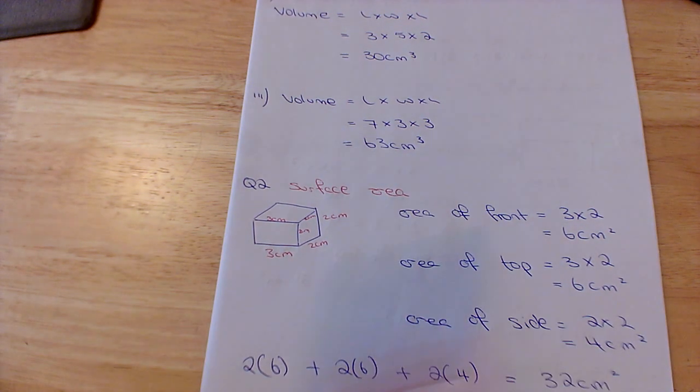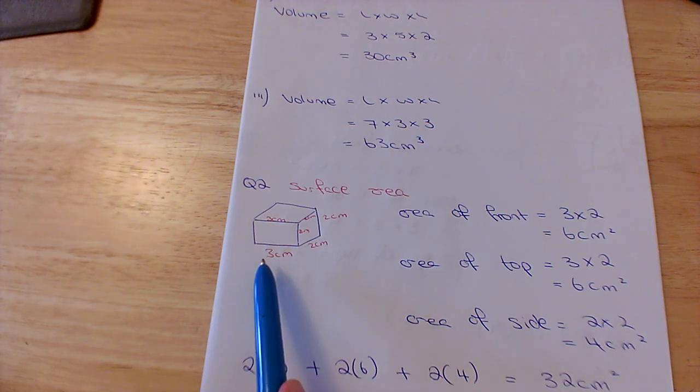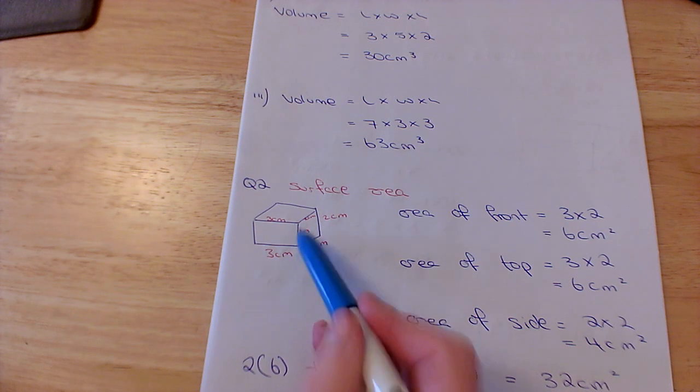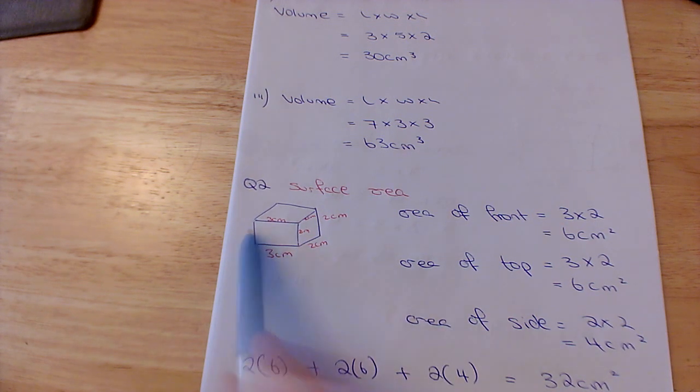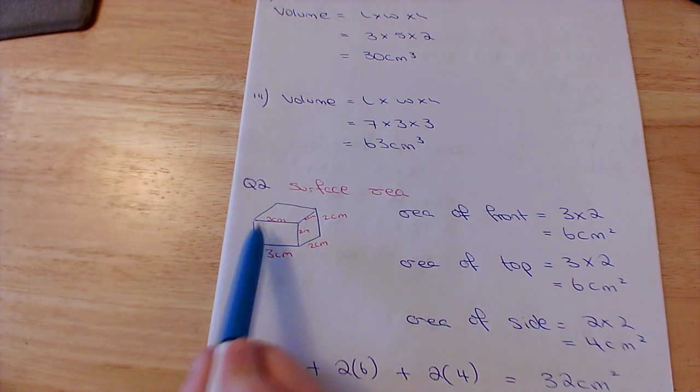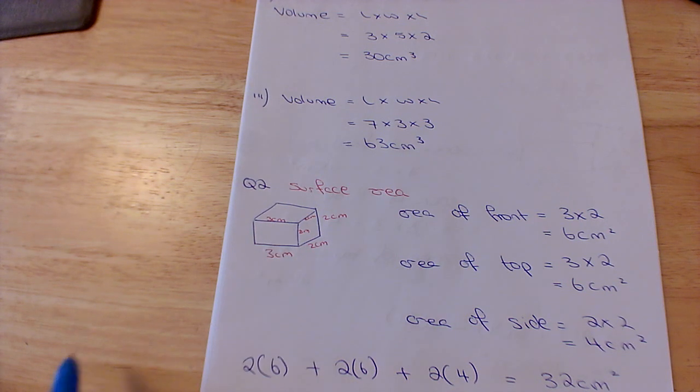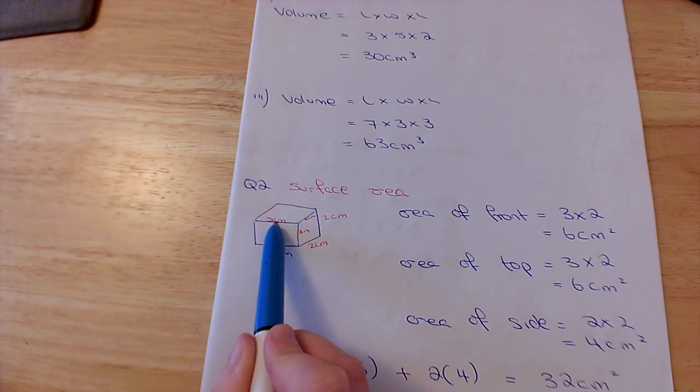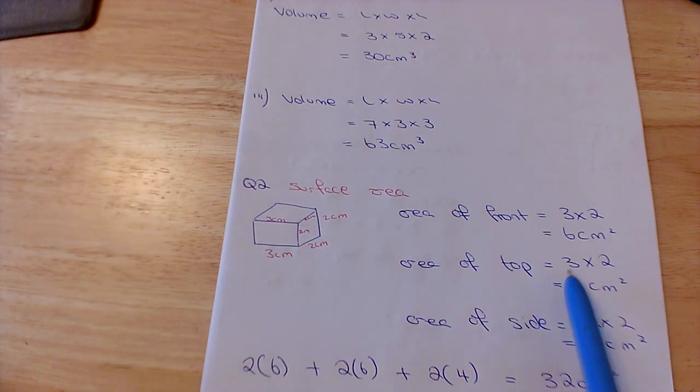So I'm going to get the area of the front first of all. This is my front here, okay? My area of a rectangle is length multiplied by width. My length in this particular question is 3, and my width is 2 centimeters. So the area of the front is 6 centimeters. Then I'm going to get the area of the top. If my length down here was 3, that still means that my length up here is 3. So this is going to be 3, and my width is 2 centimeters. So it's going to be 3 by 2, which will give me 6 centimeters.